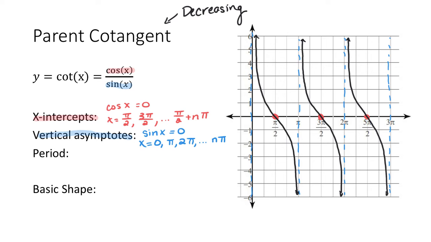Similar to tangent, my cotangent has a period of pi. Every pi units, this graph repeats itself. And the basic shape here starts with a vertical asymptote, then hits the midline, and then goes to another vertical asymptote. And again, it alternates back and forth between vertical asymptotes and midlines.